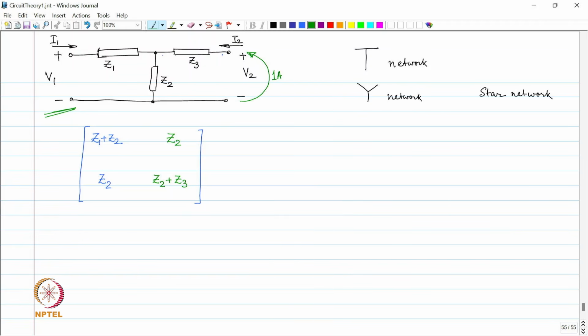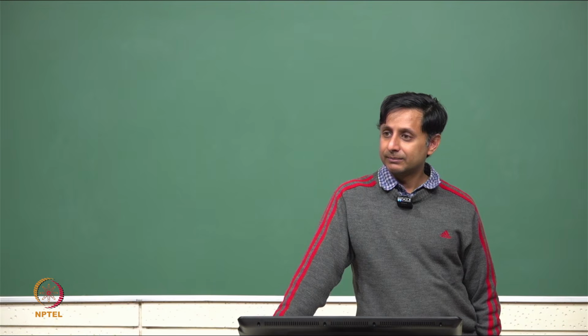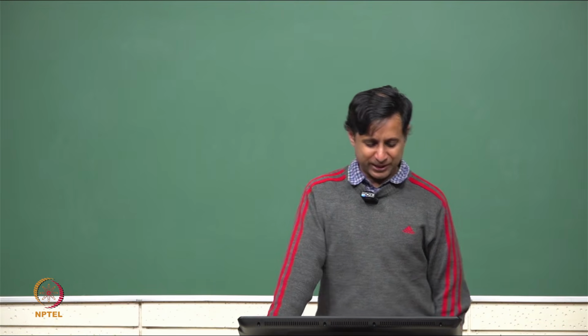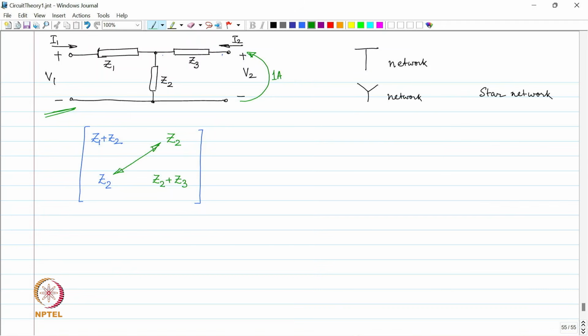So, this is the impedance parameter set, the Z matrix for this particular network. Do you have any questions? Good question. That these two are equal, the matrix is symmetric. Will it always be symmetric? What do you think? If there are dependent sources, it is not going to be symmetric.